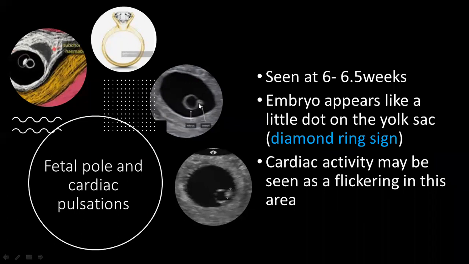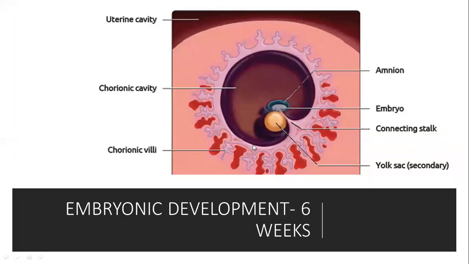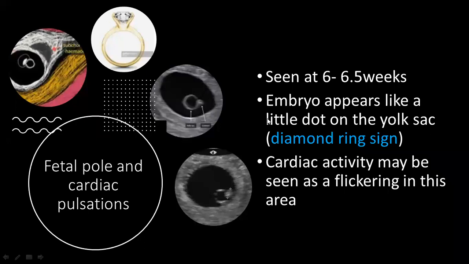Then the embryo is the diamond. The diamond just differs in size depending on the age of our embryo. From a very small dot, it can actually grow into a big echogenic mass that you can see adjacent to the yolk sac.